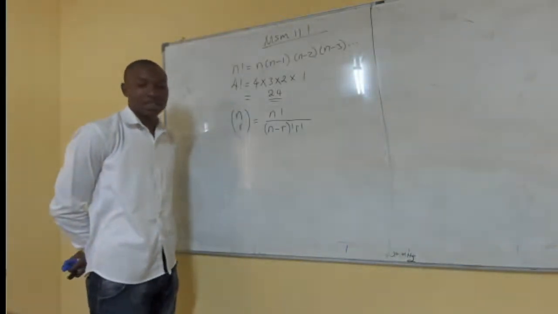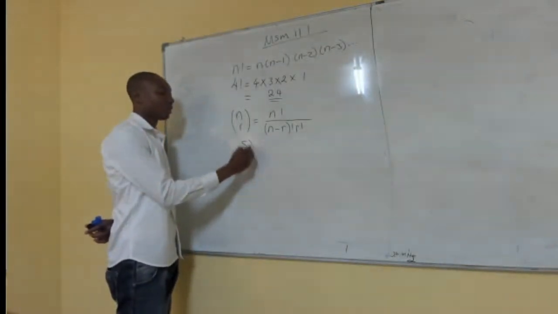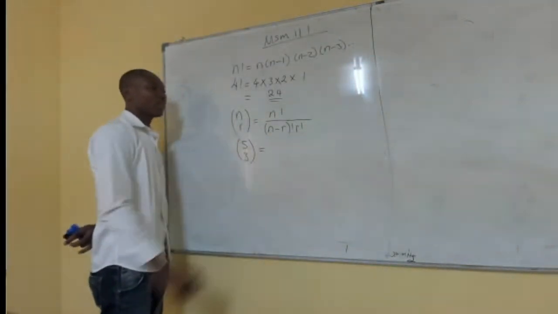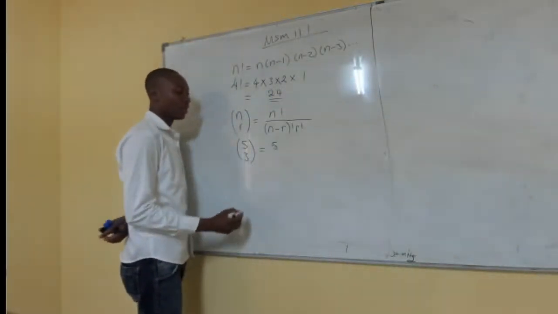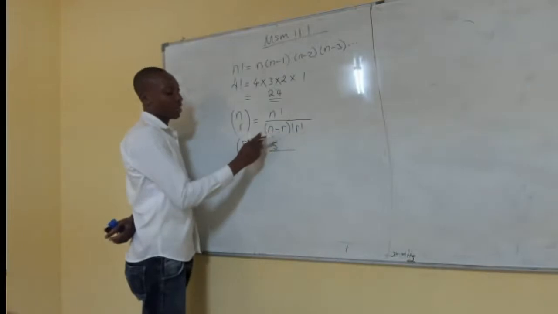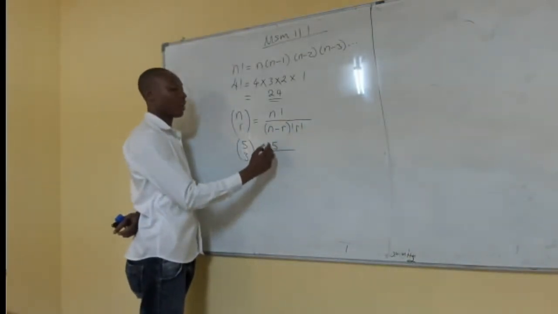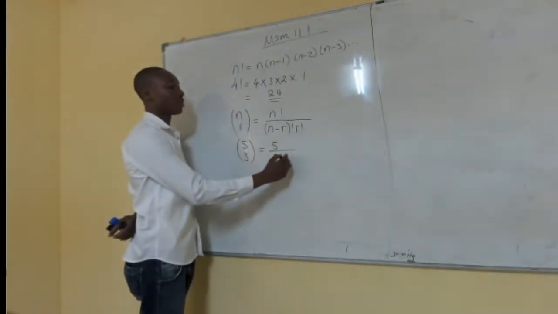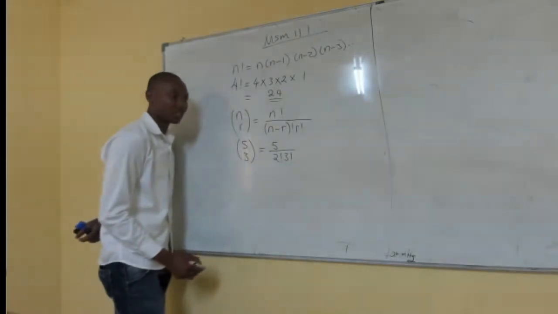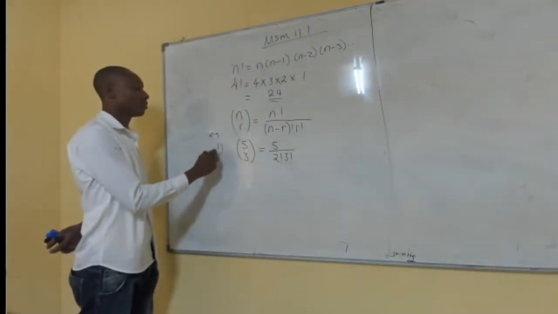Now, let's assume you've been given a question, 5 choose 3. So what is n in this case? N is 5. Okay? Then what is r? R is 3. So what is 5 minus 3? 5 minus 3 is 2. Then what is r? R is 3. So that is that. Consider this as example 1.